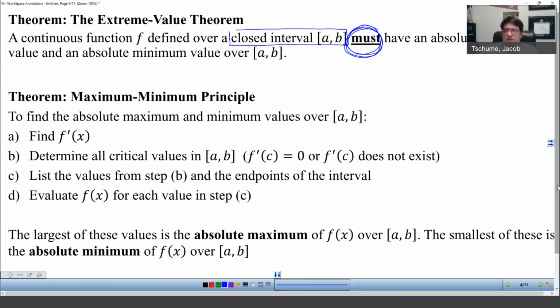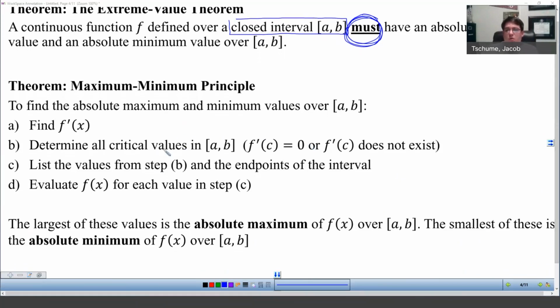Now, how do we actually go about solving this problem? There's a theorem called the maximum-minimum principle, and this is the technique we will use to find absolute max and mins. So part A, find your derivative. Just like you normally would in a graphing problem, find f prime. Find all of your critical values. The only difference here is that you need to make sure that your critical values only occur in the interval a to b. Anything that falls outside that interval is not useful for us. Remember that critical numbers come from taking the derivative and either setting it equal to 0, or if you have a fraction, figuring out where it does not exist.